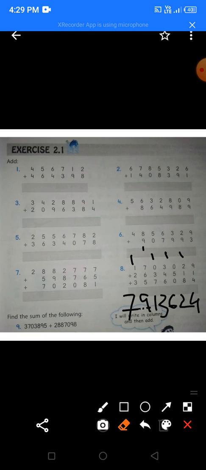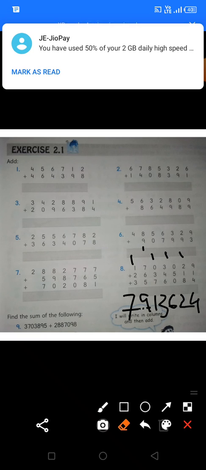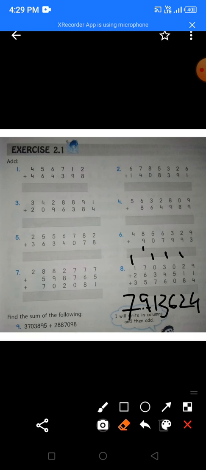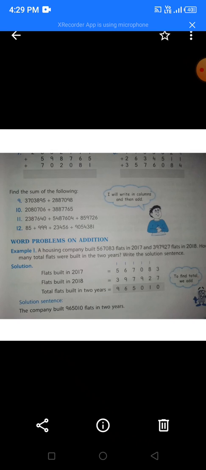Okay children. Now we will go to question number 2. Okay. Now here. Find the sum of the following. Now children. Now again you have to add this.